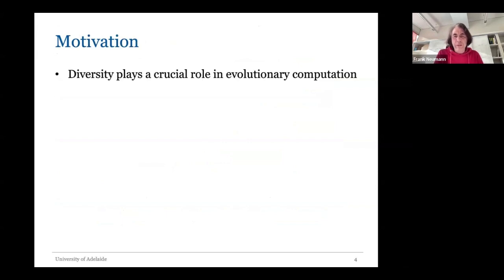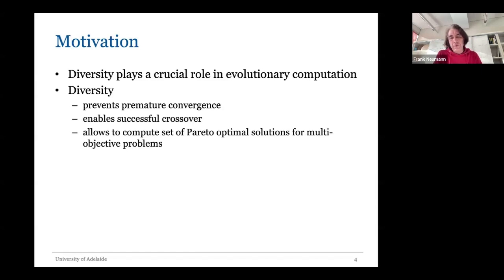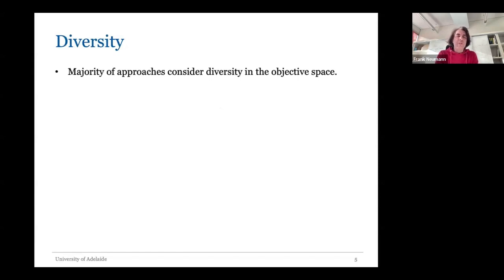If you look into the evolutionary computation literature, then diversity usually plays a crucial role, mainly because it prevents premature convergence and it enables successful crossover. And if you look into multi-objective problems, then it allows you to compute Pareto optimal solutions or approximations of Pareto optimal solutions, where you use the population to get trade-offs according to two or more objectives. The majority of these approaches consider diversity in the objective space, so according to the function values that you obtain.